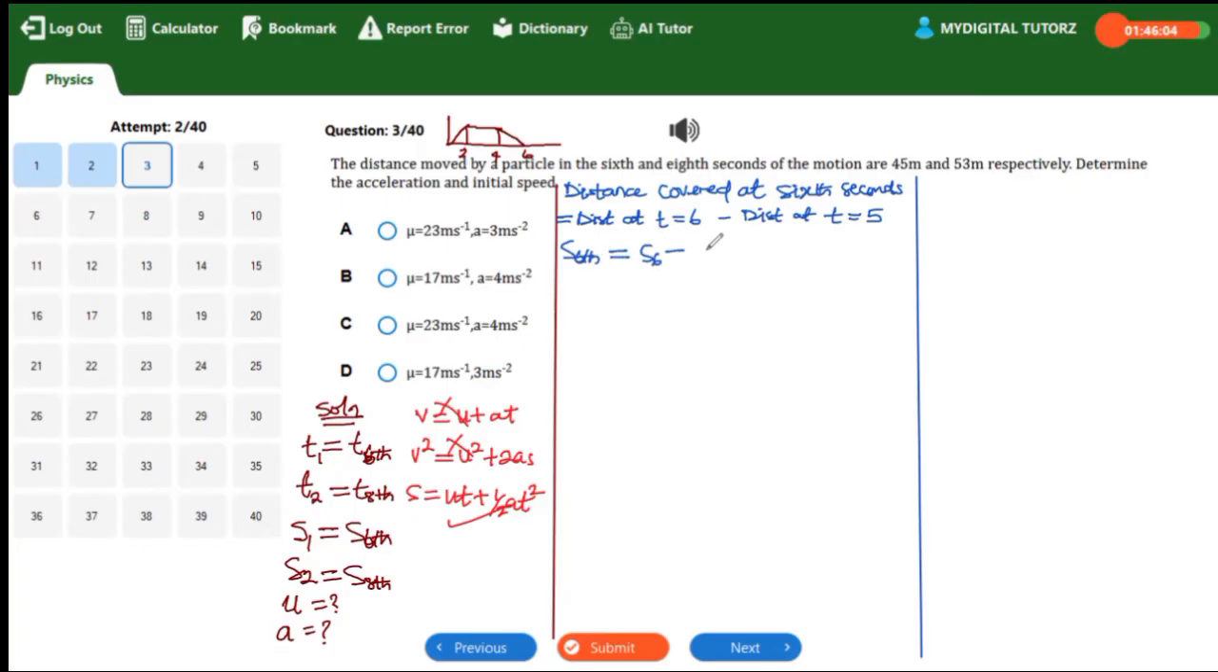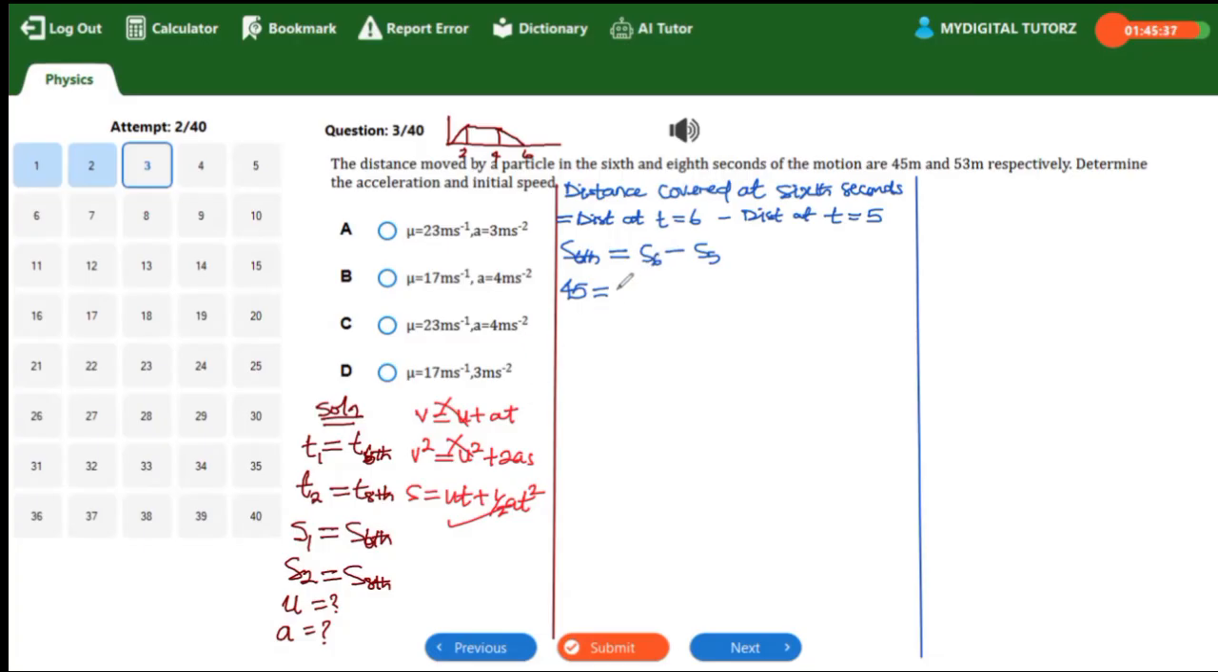S6 minus S5. So we're going to apply this formula, and anywhere we see T in the formula, we're going to put what? 6, you're going to put 5 for this one. So applying the formula, the distance for the sixth second is said to be 45. So we'll put 45 here, equal to S here.